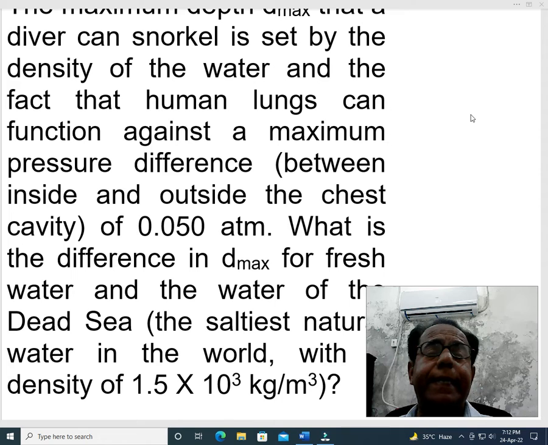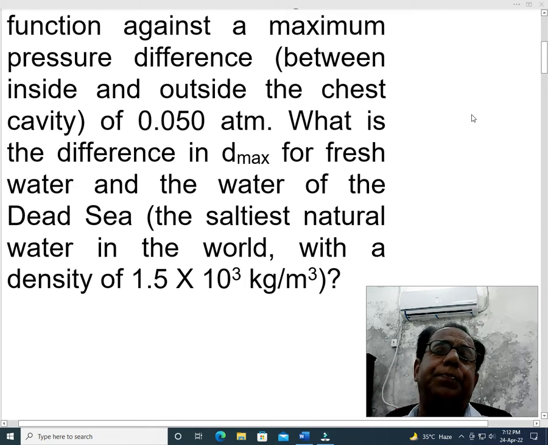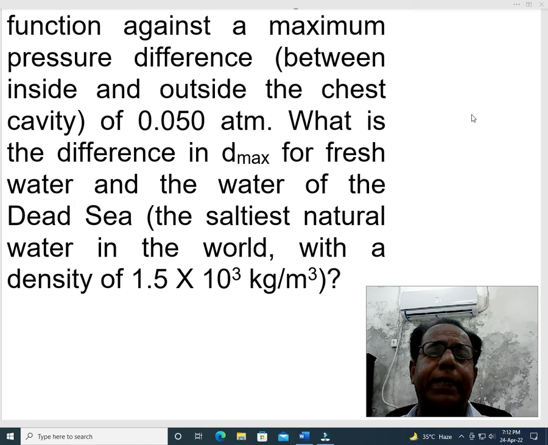What is the difference in D max for fresh water and the water of the Dead Sea? The saltiest natural water in the world, with a density of 1.5 into 10 raised to the power 3 kilogram per meter cube. Dear students, here one density is given, and for the other density we will consult a table of densities.